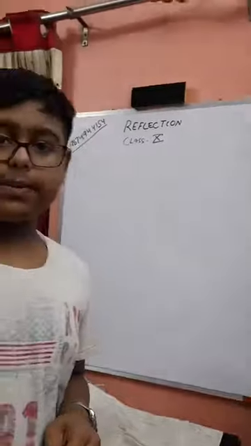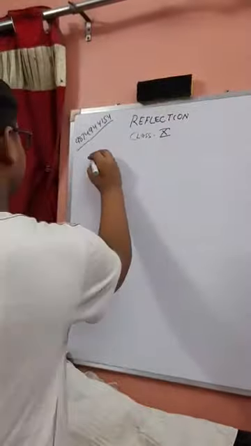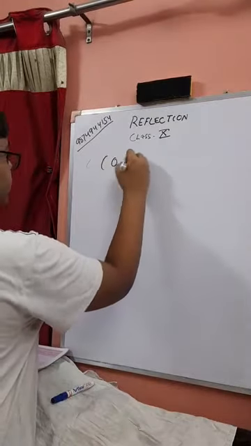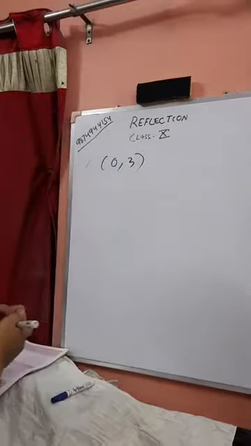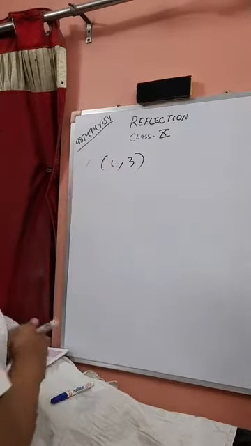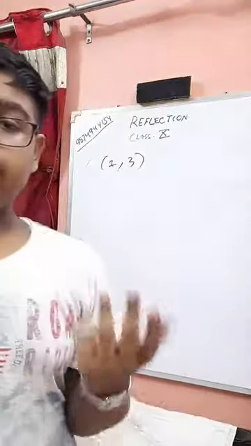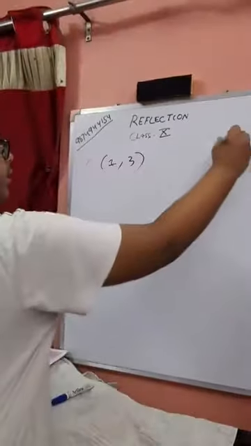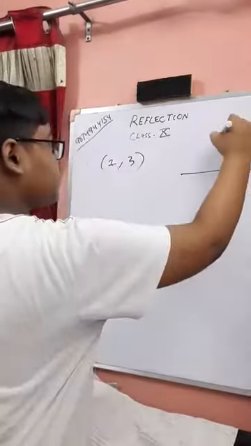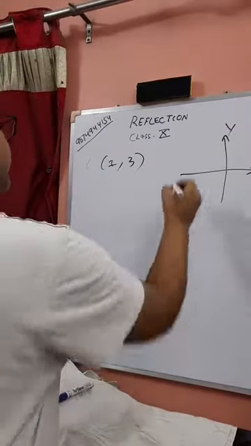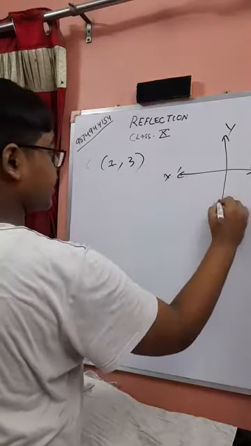Now there are two types of reflection: x-axis reflection and y-axis reflection. For the x-axis reflection we will always change the y coordinate. Now we need to understand which is the y coordinate and which is the x coordinate. It must be clear, but still, this is the y coordinate and this is the x coordinate, and this is x dash and this is y dash.